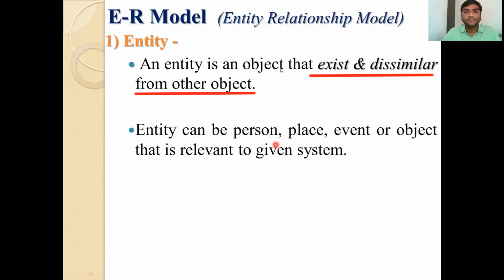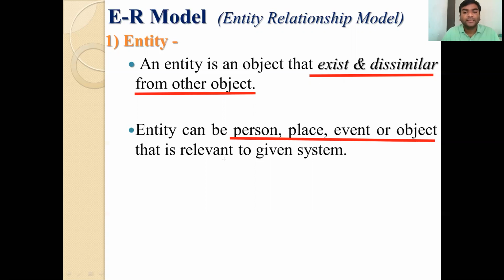An entity can be a person, place, event, or object that is relevant to the given system. In the previous slide we discussed the hospital management system. Okay. So what are the different types of persons involved in the hospital management system? Where is the place or the location? What are the different events? Events means words or objects. Okay. So the hospital itself is one entity in the hospital management system.